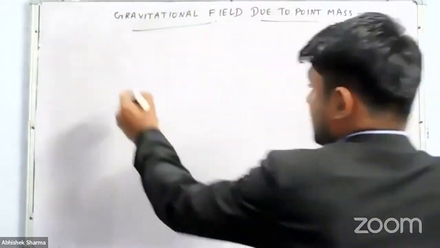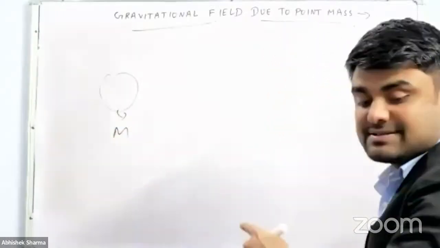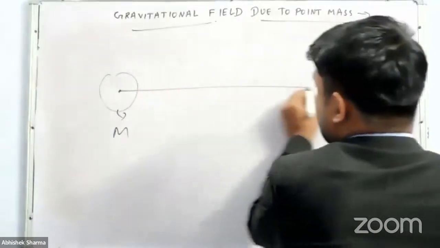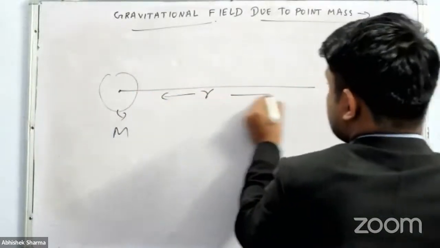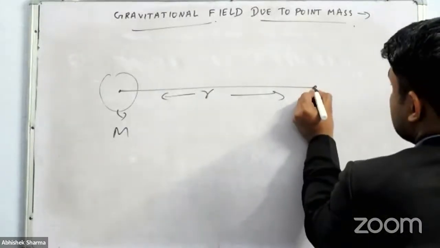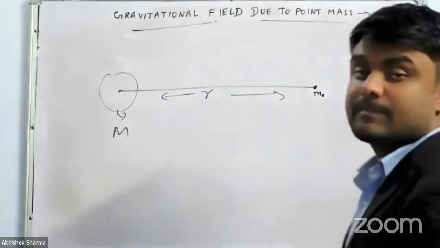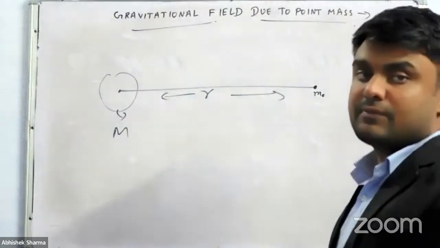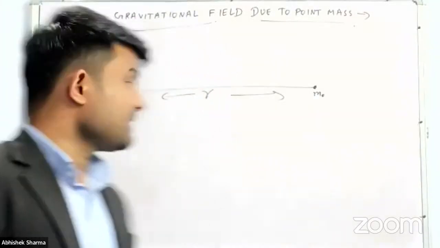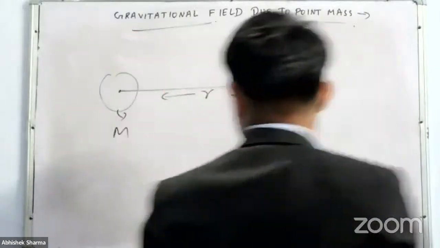Suppose you have a mass. This is your mass M, capital M. From the center at r distance, suppose you have some other mass, say m naught. If we are asked mathematically to find the gravitational field intensity of this capital M mass, how do you proceed? Very simple.